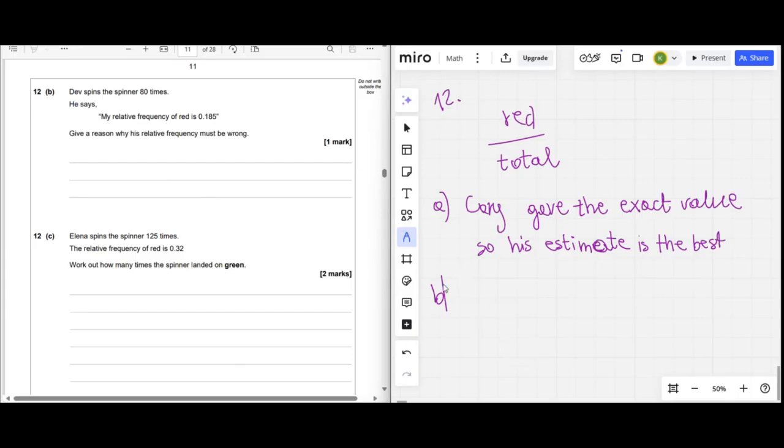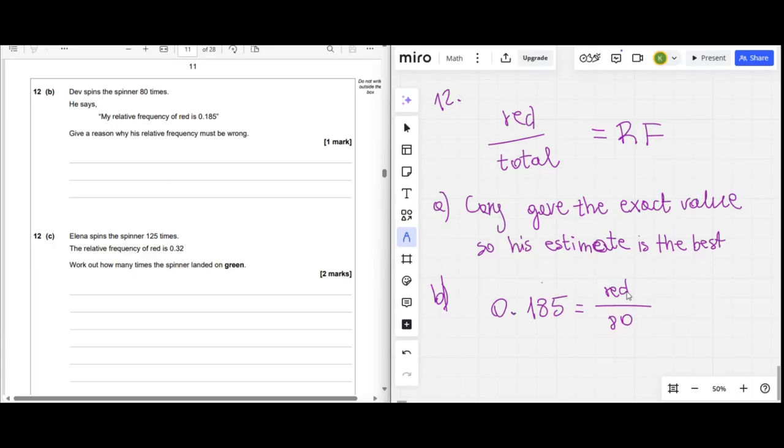Dalej mamy Dev. Dev spins the spinner 80 times. He says, my relative frequency of red is 0.185. Give a reason why his relative frequency must be wrong. So the relative frequency would be the number of red by the total. So he's saying that the relative frequency is 0.185. And this is number of reds by the total of 80, yeah? That spins the spinner 80 times.